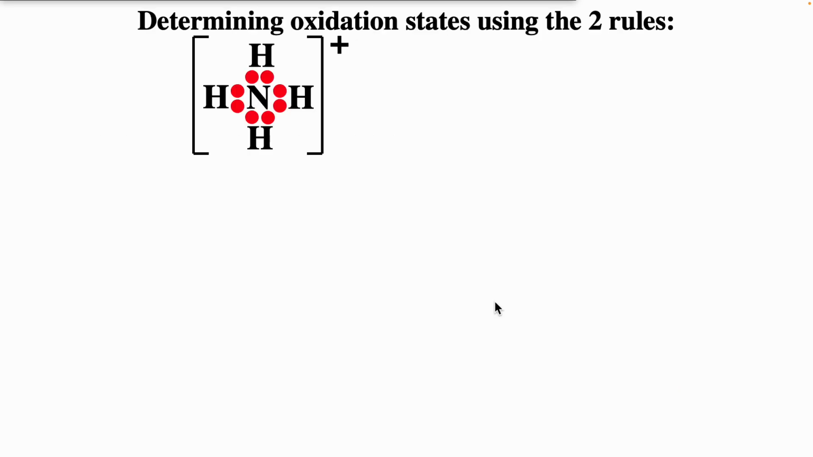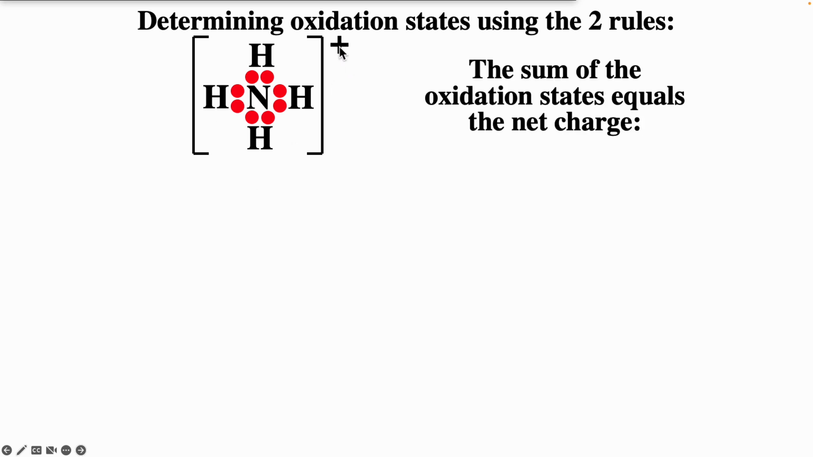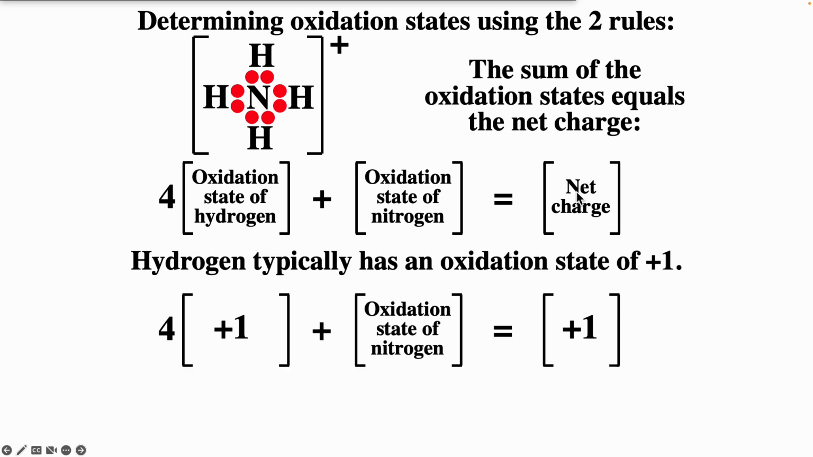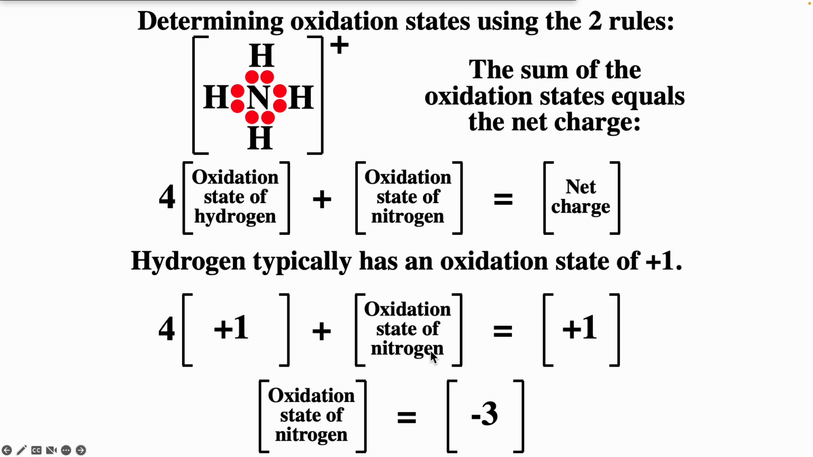We can try one more. And so here we have the ammonium ion. It's got a +1 charge. And so the sum of the oxidation states equals the net charge. In this case, our net charge is a +1. And so 4 times the oxidation state of hydrogen plus the oxidation state of nitrogen has to equal +1. So 4 plus the oxidation state of nitrogen equals 1. And so that means the oxidation state of nitrogen must be -3.